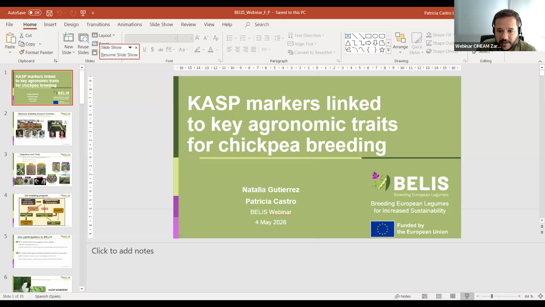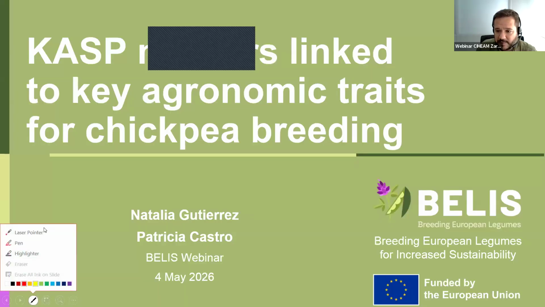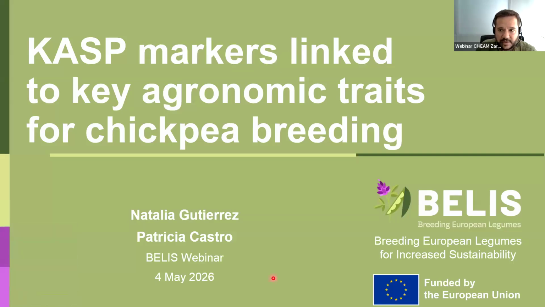We are now turning to one of today's main topics, which also gives the title to this session: the KASP markers linked to key agronomic traits for chickpea breeding, by Dr. Patricia Castro from University of Córdoba and IFAPA, and Dr. Natalia Gutiérrez from IFAPA, both members of the BELIS Consortium. Patricia, if I'm not mistaken, we are starting with you. Thank you very much for being there, and the floor is yours.